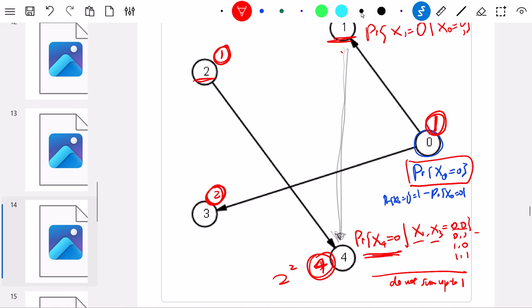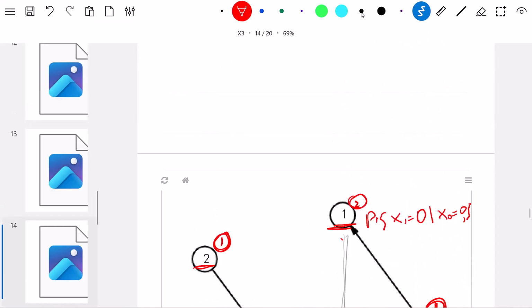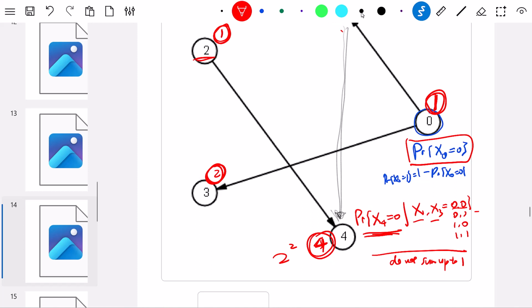Okay, so now we know for each variable how many conditional probabilities we need to store, so we can just add them up. 1 plus 1 plus 2 plus 2 plus 4, so that's the total number of conditional probabilities we need to store in the CPT.